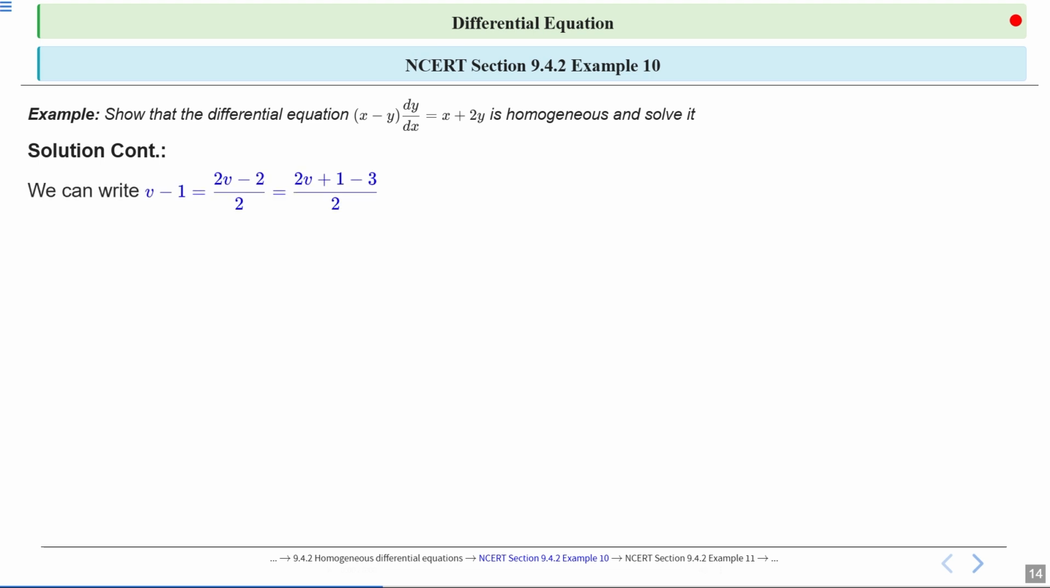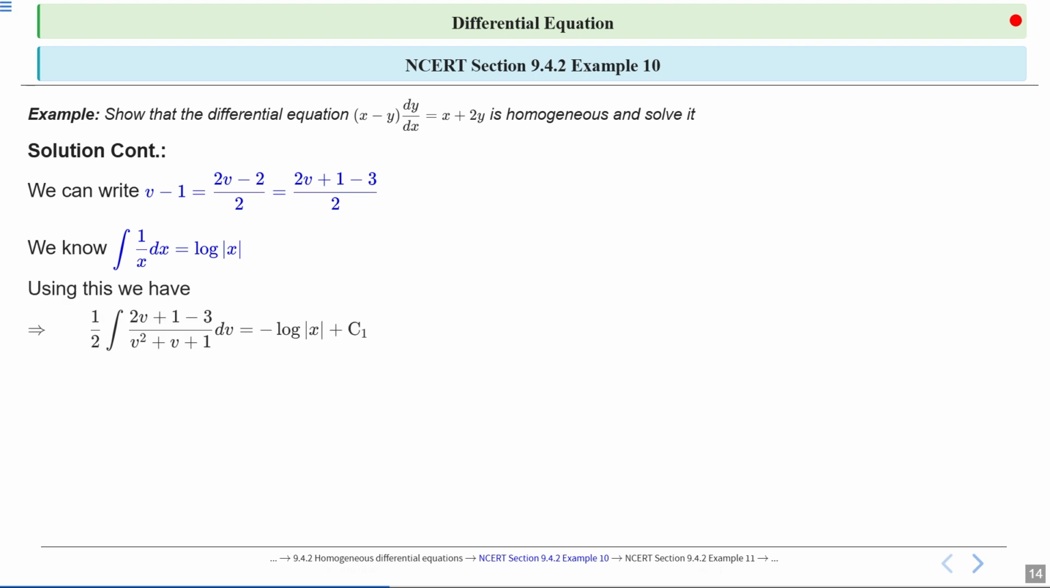And we can write v minus 1 as (2v minus 2) by 2, and minus 2 as plus 1 minus 3. So we get (2v plus 1 minus 3) by 2. We just do algebraic manipulation to solve the integral. And we know that the integration of 1 by x dx is log x. So using this, we have 1 by 2 in place of v minus 1.